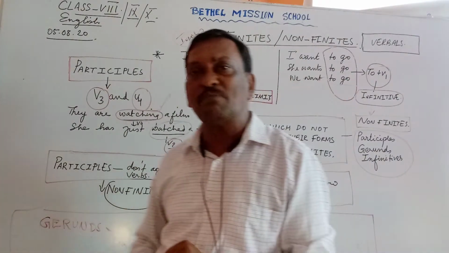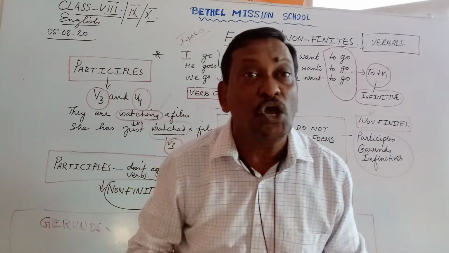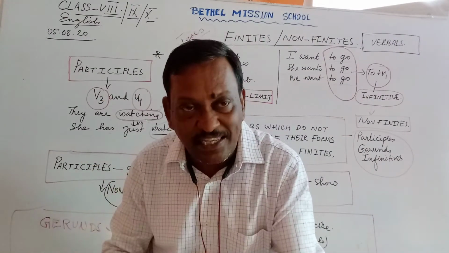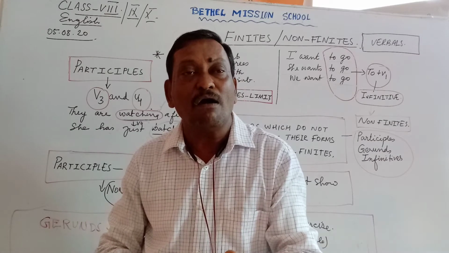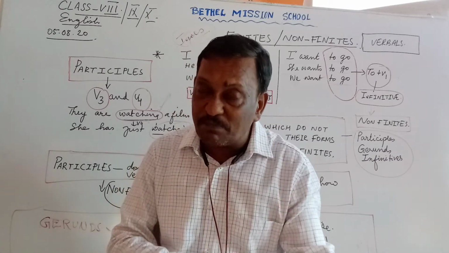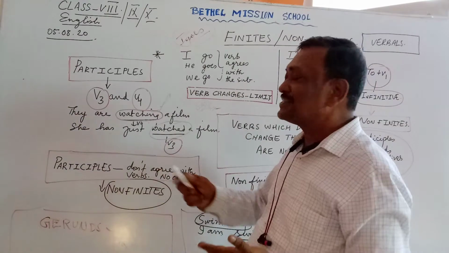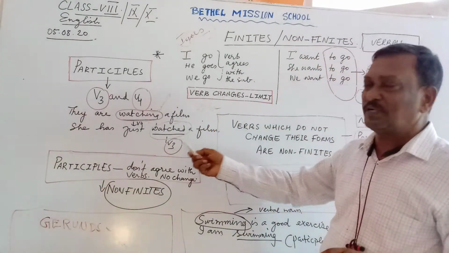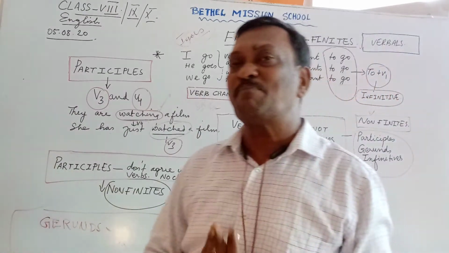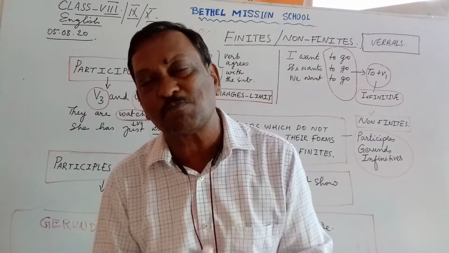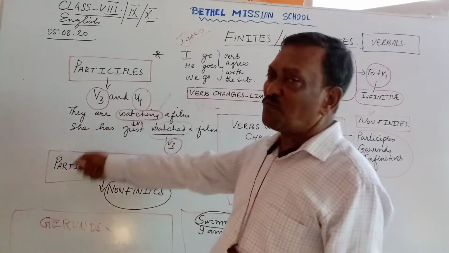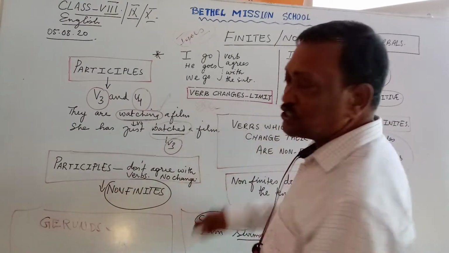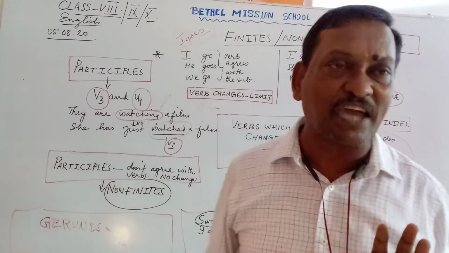She has watched a film. Watched, V3, is there. You have watched a film. After have again watched. So whether it is he or she or they, the finite verb changes, but the past participle does not change. Keep this in mind. So participles, whether it is a present participle or a past participle, will not change its form according to the subject. So participles are also a part of non-finites.